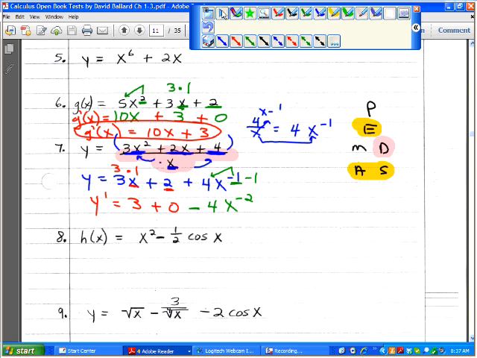Now, we don't leave a negative on the exponent, so we're going to have y prime is equal to, when you reciprocate that little negative, it reciprocates to the bottom, we're going to have negative 4 over x squared. You understand how we got the negative 4 over x squared? Okay? Any questions on number 7?